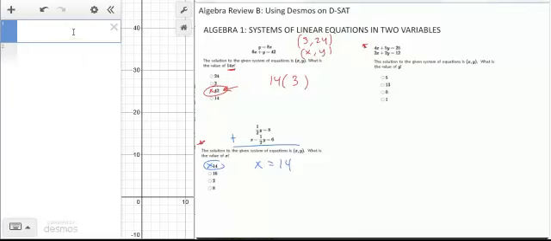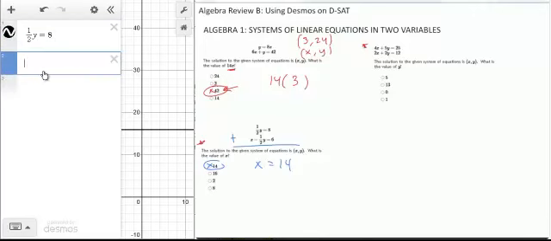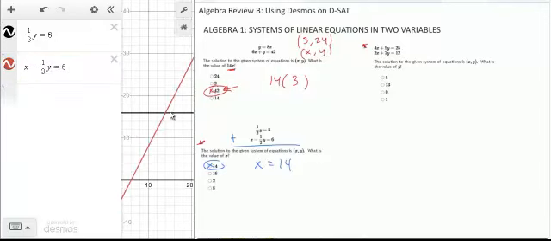But if you are typing in the equations, 1/2 y equals 8 as one equation, and x minus 1/2 y equals 6. Find where these intersect. You can click on either one of them, and when you do, you get 14 and 16. There's your x and your y. Just be careful. It's asking for the x.